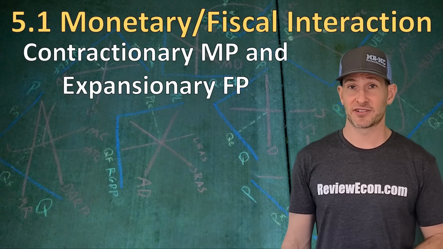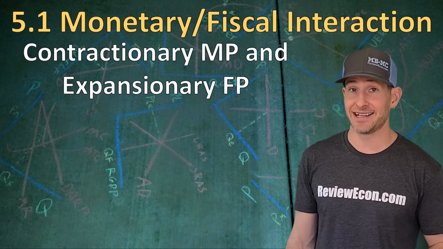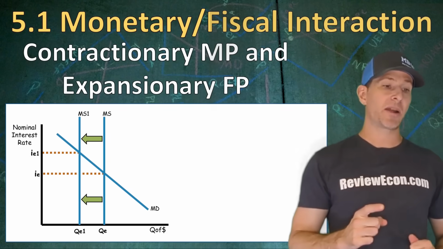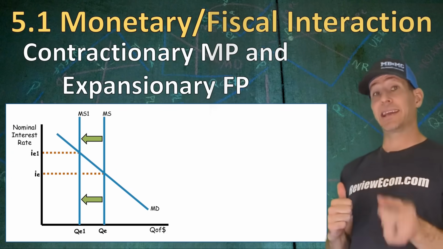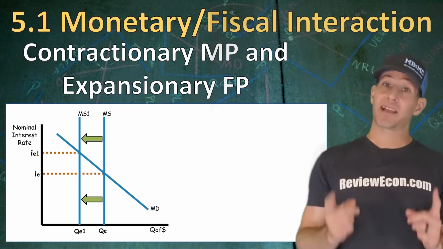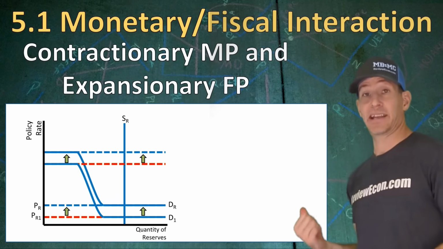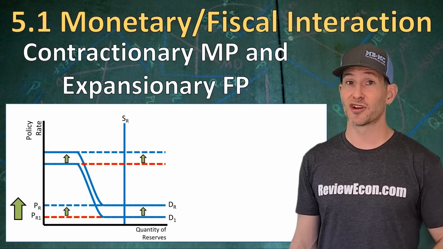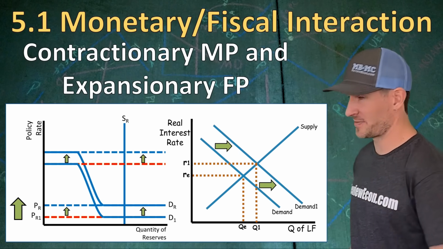Now here's the impact of those contradictory policies on the interest rate. That contractionary monetary policy is definitely going to increase interest rates in the money market. That's if there's scarce reserves. And if there's ample reserves, we're going to see an increase in the policy rate as well. On the loanable funds market, we're going to see an increase in the demand for loanable funds.